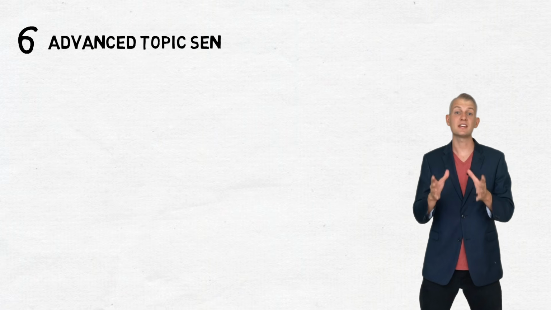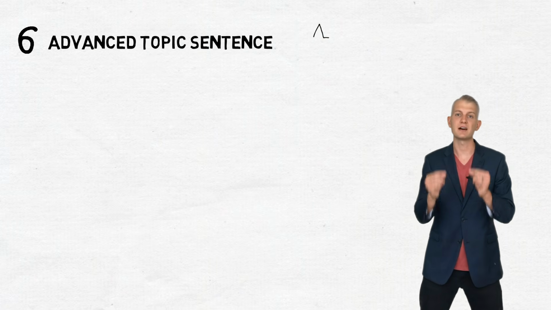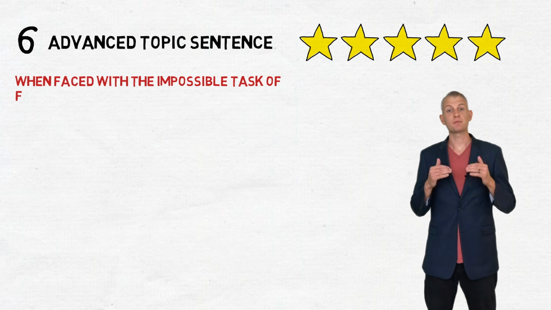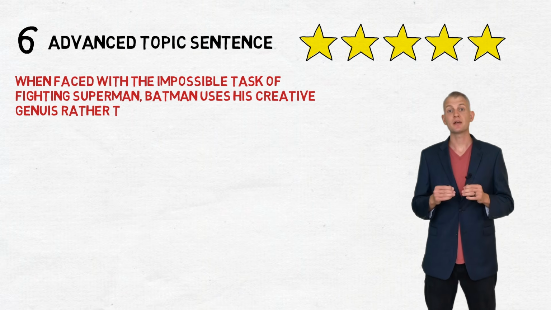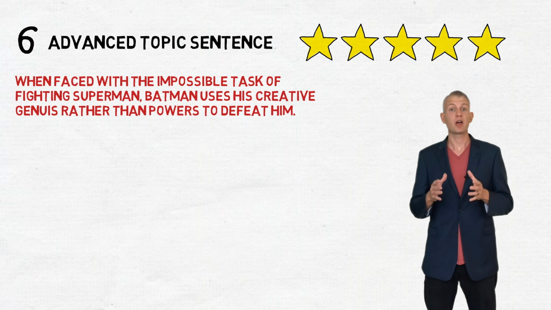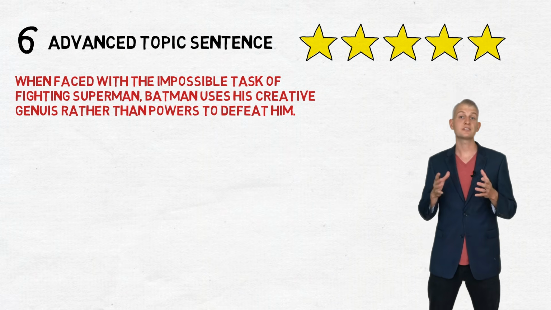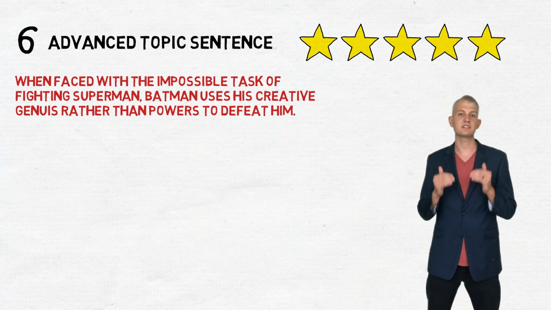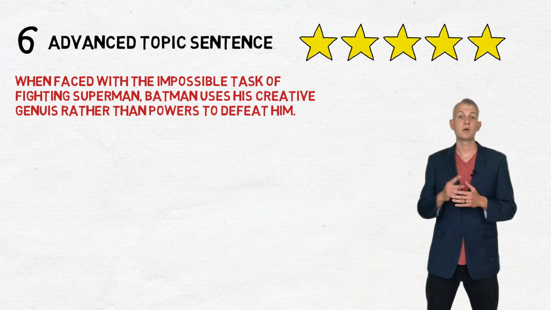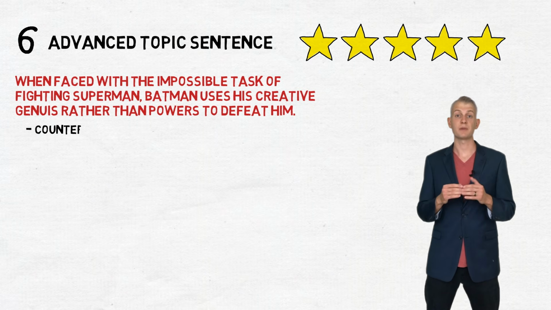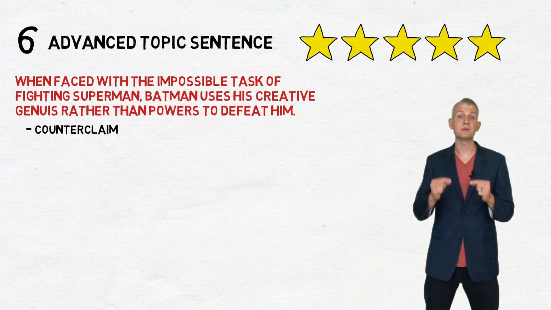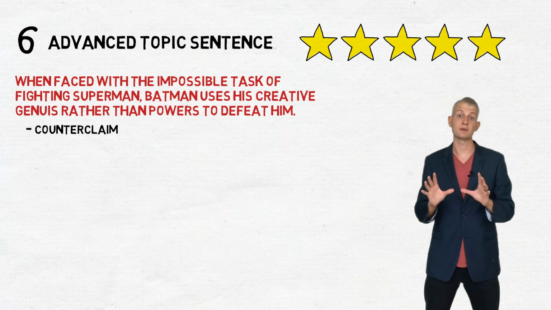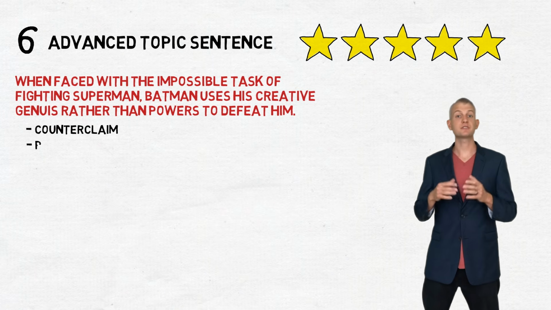Now, let's talk about how to take your topic sentence to the next level. Here's a more advanced topic sentence. When faced with the impossible task of fighting Superman, Batman uses his creative genius rather than powers to defeat him. I still state my topic plus one reason, but I do a couple key things here to take it to the next level. One, I input a counterclaim. I state that it's really tough to beat Superman, and by recognizing that, I will actually strengthen my claim and argument. Two, I make my topic sentence precise.